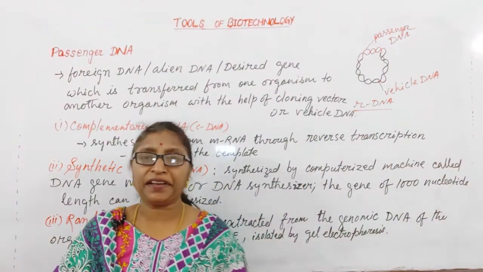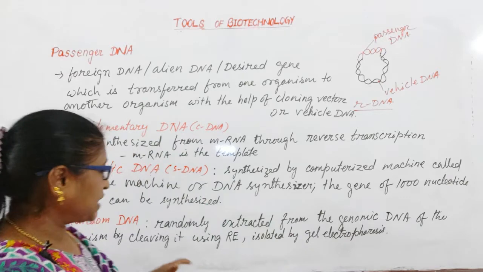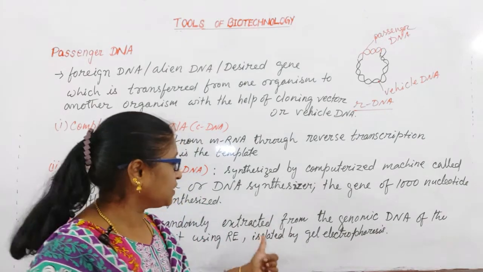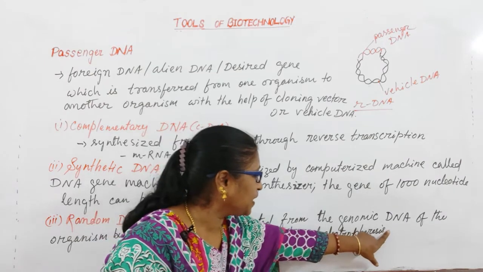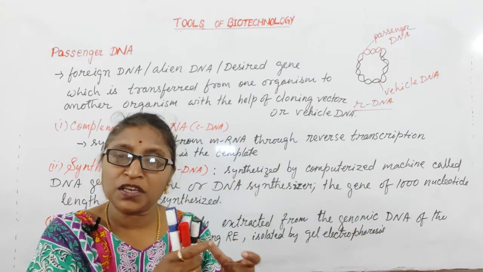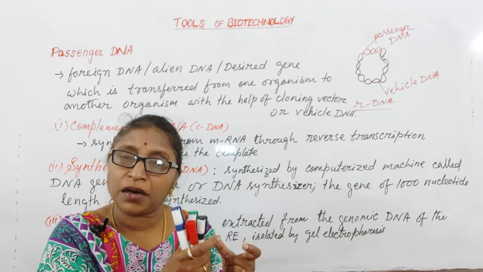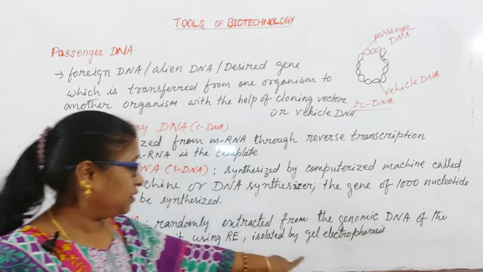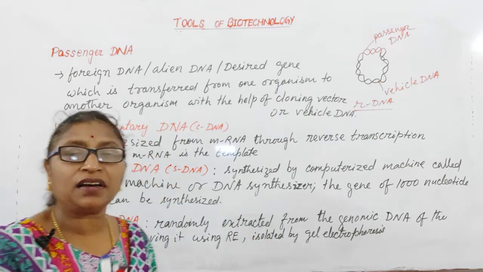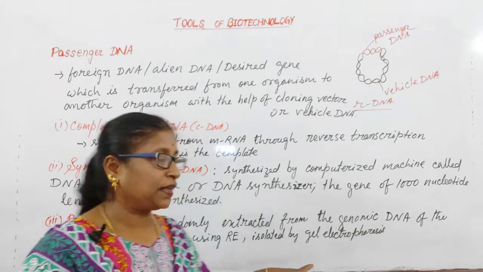The random DNA is separated depending upon its length by using gel electrophoresis. This is why it is used. It helps in collecting the DNA segment of specific length. The gel electrophoresis method helps in isolating the DNA of specific length.